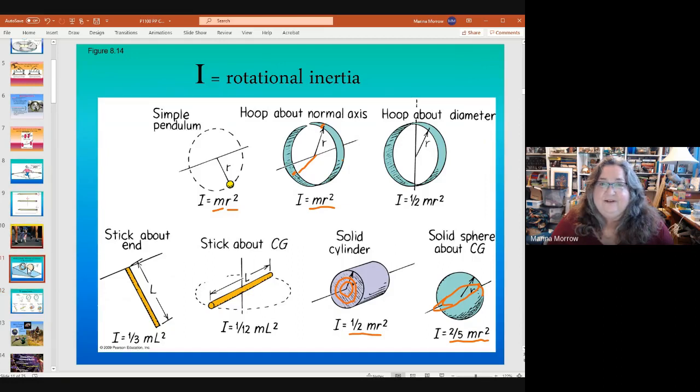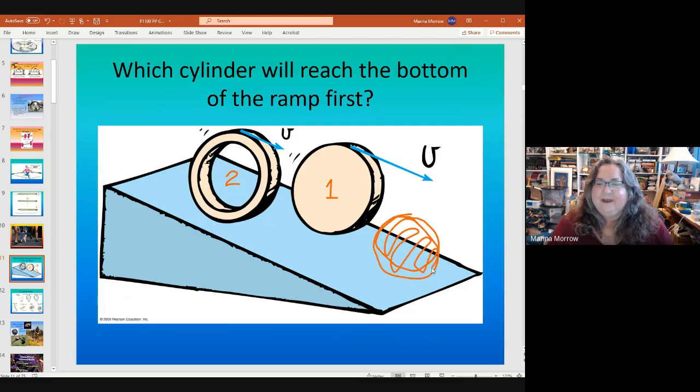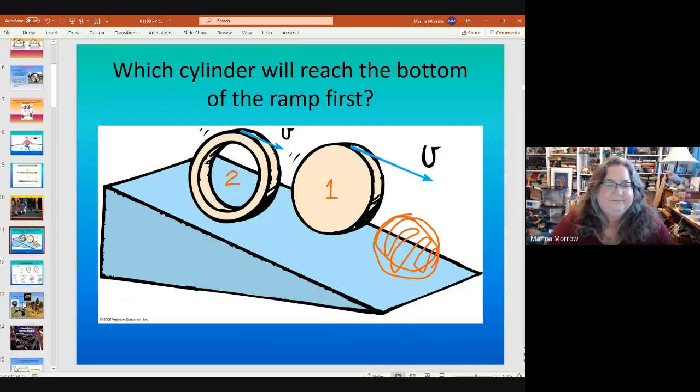And so when you do this experiment, rolling things down a ramp, you find out that the solid cylinder will be number one. It will win every time. And the hoop will come in second. Now, if we had a sphere, then that would come in first, right? So solid sphere would come in first of all. It's the easiest one to rotate.